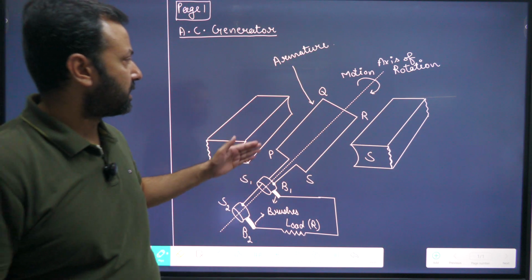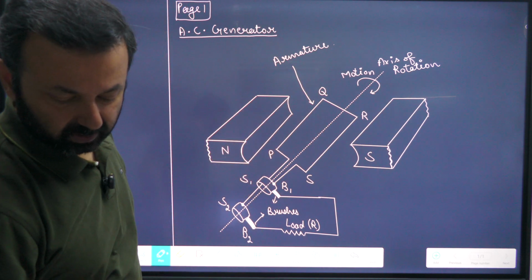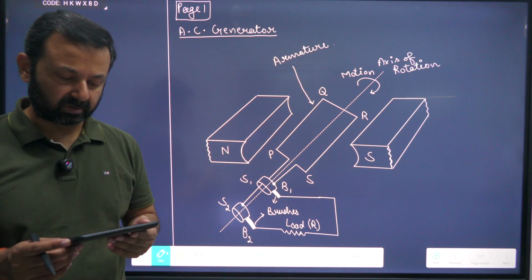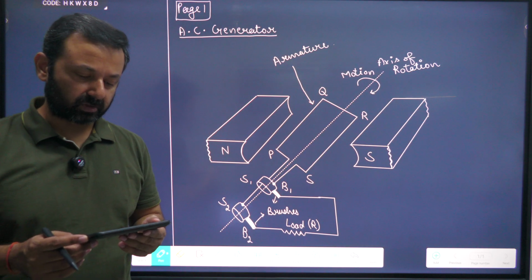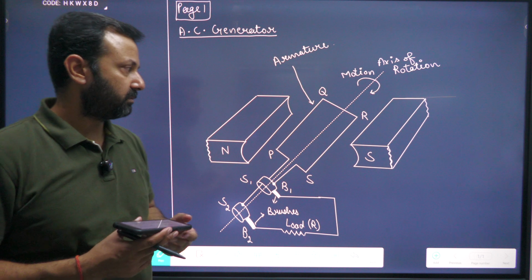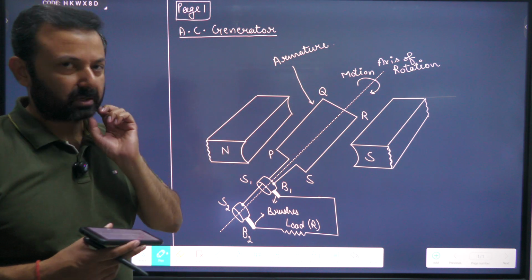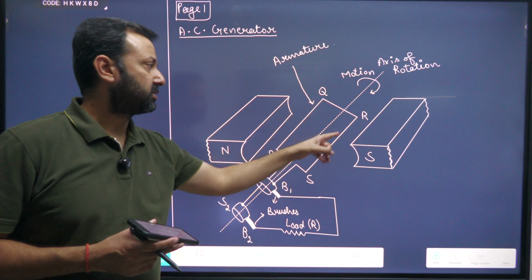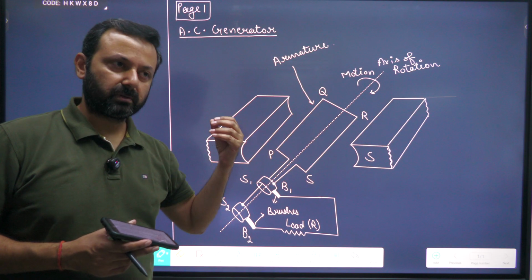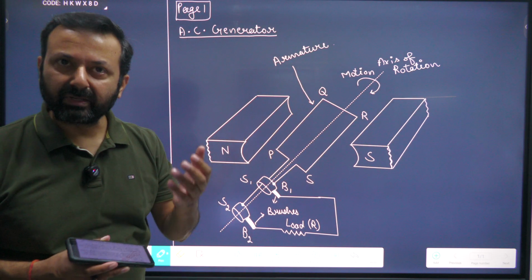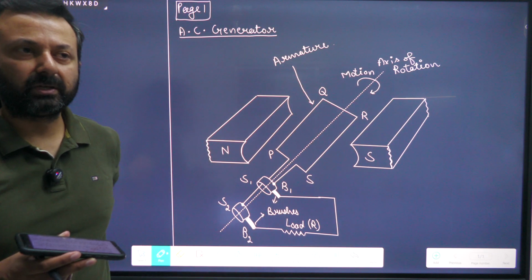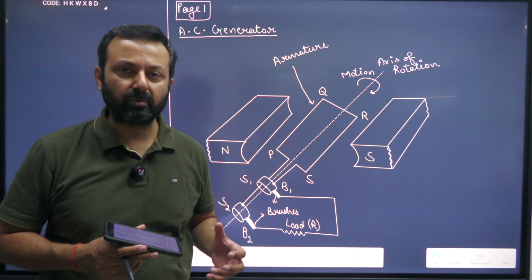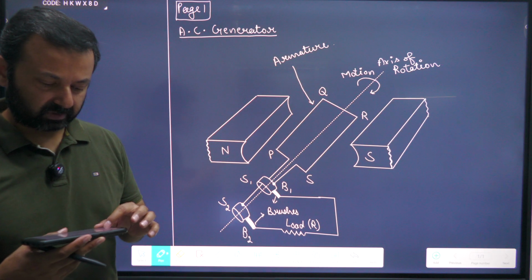The second thing is the armature. Armature is this one, PQRS. It consists of a rectangular coil PQRS having a large number of turns of insulated copper wire wound on a soft iron cylindrical core. We are just showing one turn of the coil, but it consists of a huge number of turns. There can be 50 turns, 100 turns, or even 1000 turns. It depends on the type of generator, how big a generator you are constructing.